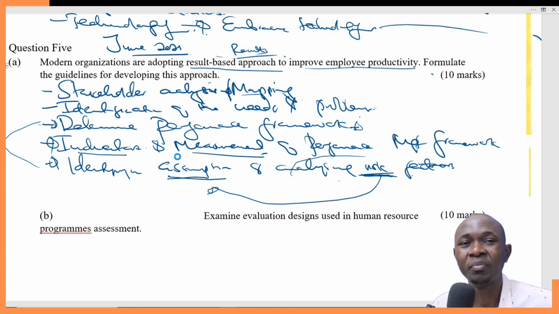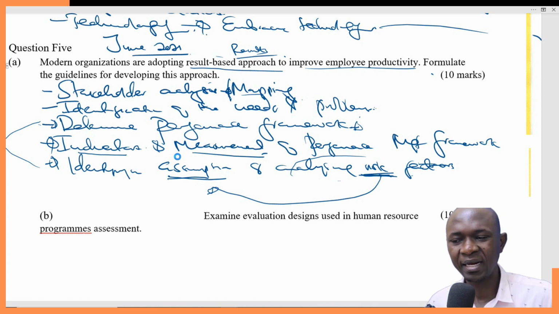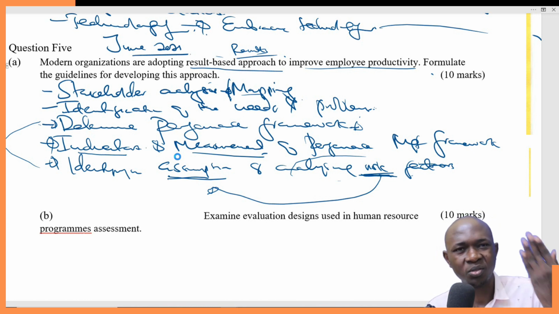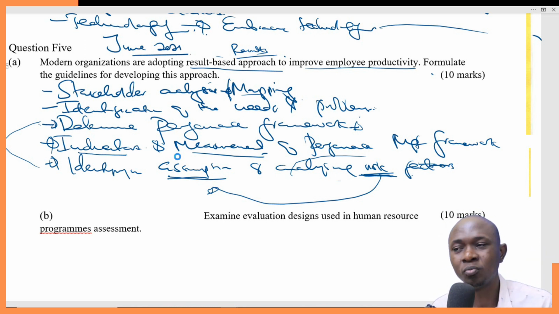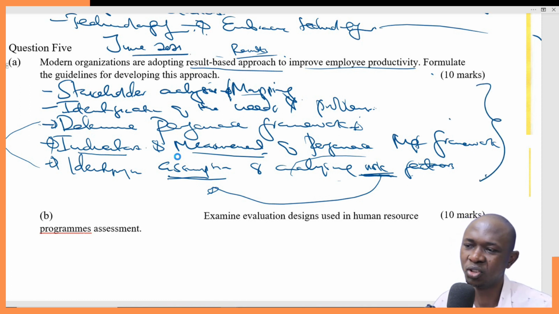Let's come up with performance indicators to tell us if we are on the right track or not. And then let's strive to ensure that the assumptions we held are constant, and manage the risk so that it's very much possible for us to achieve the output that we desired, which will eventually improve employee productivity. These are the guidelines for developing the result-based approach.